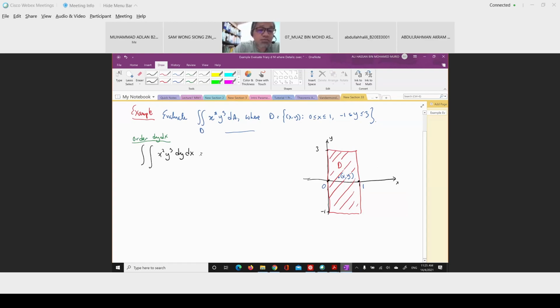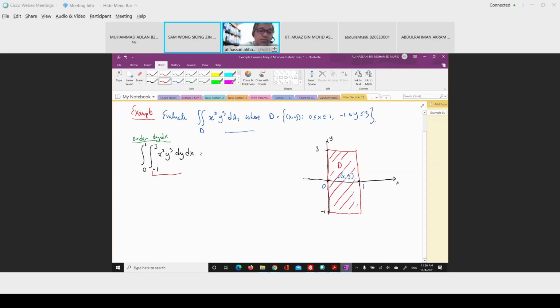So we want to integrate with respect to y first. What are the limits of the inner integral? We have the inner integral and the outer integral. The inner integral has limits from minus 1 to 3. The lower limit is minus 1, right? Yeah. And the outer integral has limits 0 and 1, right? Yeah.